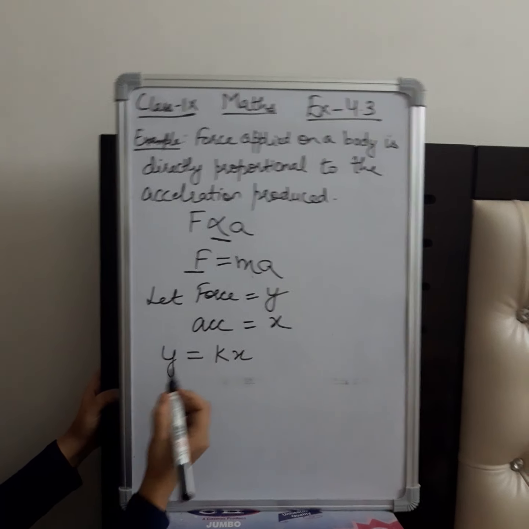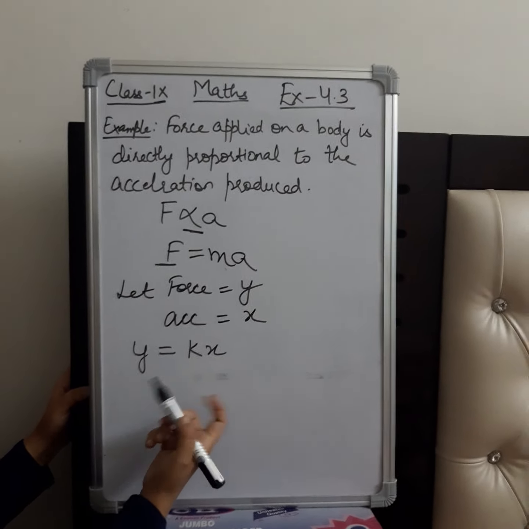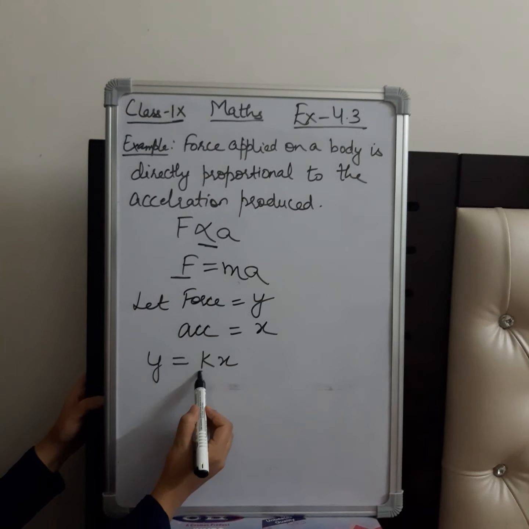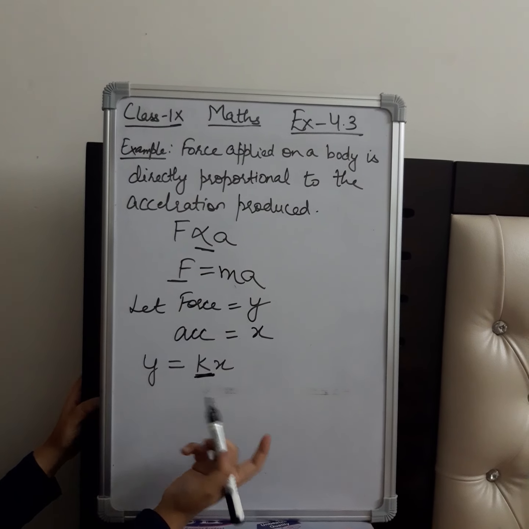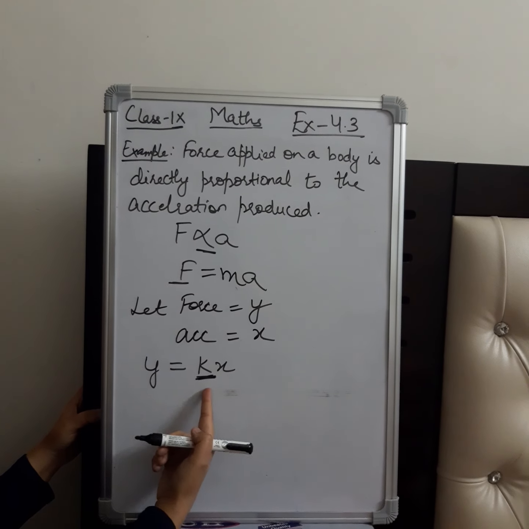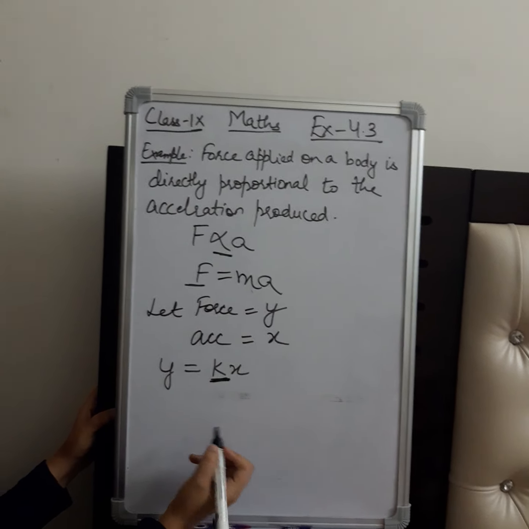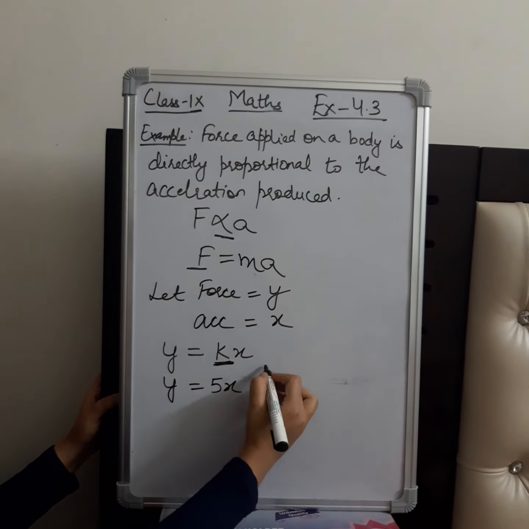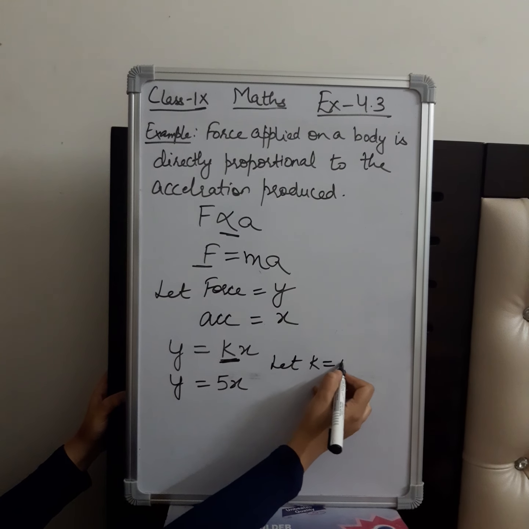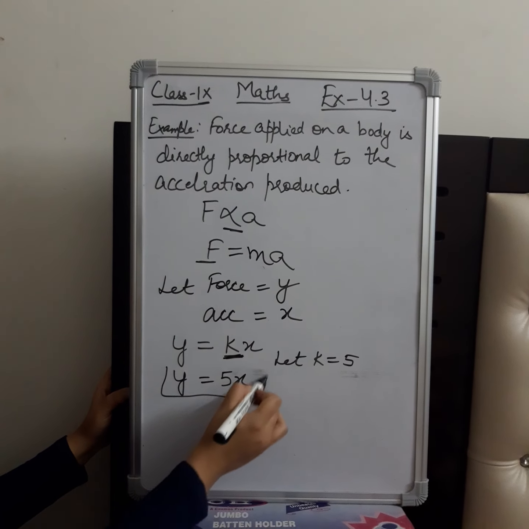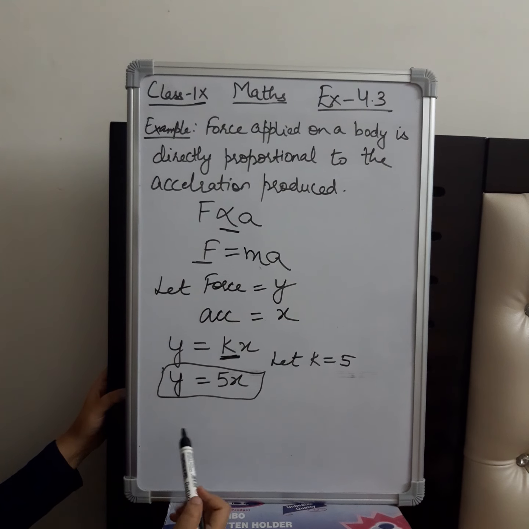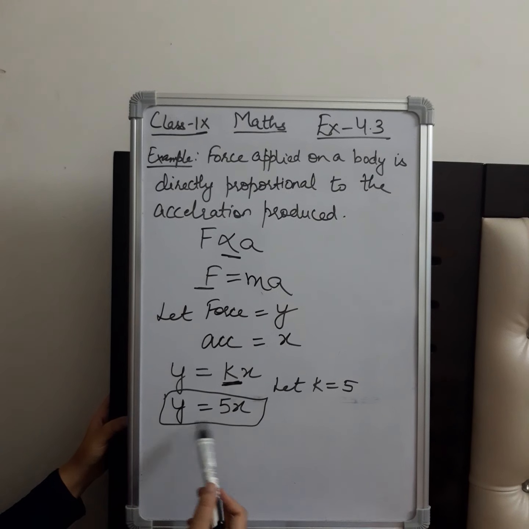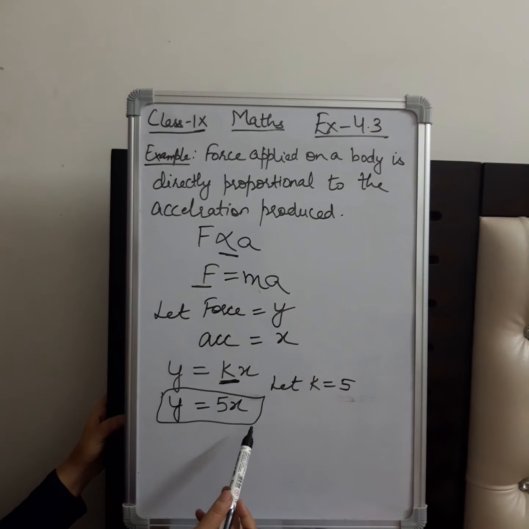Generally in the questions when this type of questions are given, the value of this constant is given. But here as it is not given, you can take the value of k as any value. For example, I have taken it as 5. Let k equal to 5. So this is my equation. Now the equation we have already made. We have to draw the graph also.